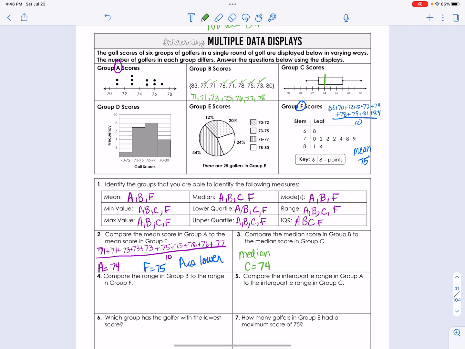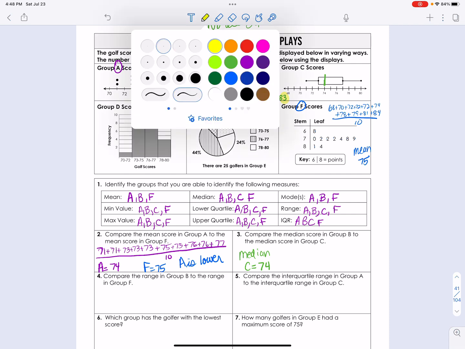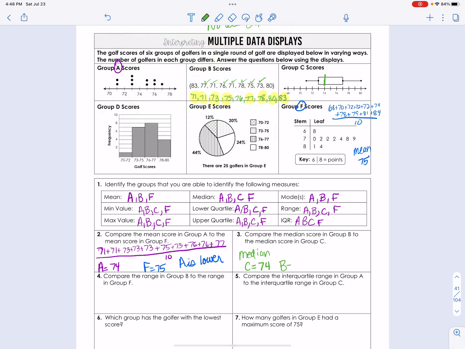78, 80, and 83. Okay, so I would have 1, 2, 3, 4. So my median on that one is 76. So that means C is lower, which means they're the better golfers if you look at it that way.